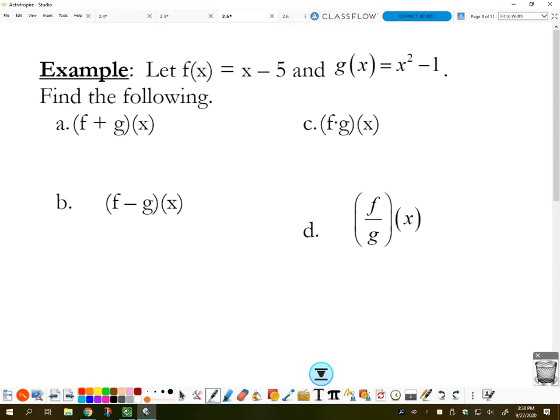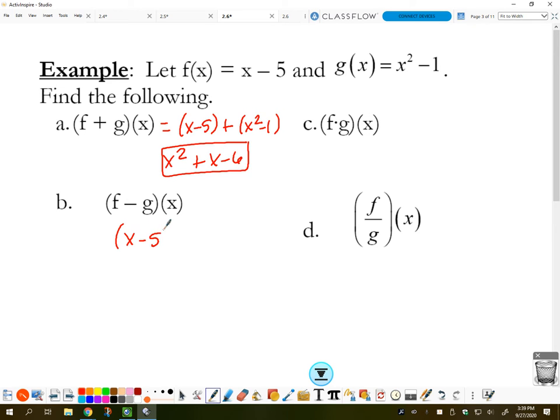Alright, so we gave you two functions. I want to know what is f plus g, what is f minus g, what is f times g, what is f divided by g. Alright, so remember that f plus g of x is just f of x plus g of x. So all we're doing is combining any like terms that we have, and we're done. Okay, same thing with subtraction. You're going to take f of x, subtract g of x. So remember that that minus gets distributed, and then combine any like terms that you have.